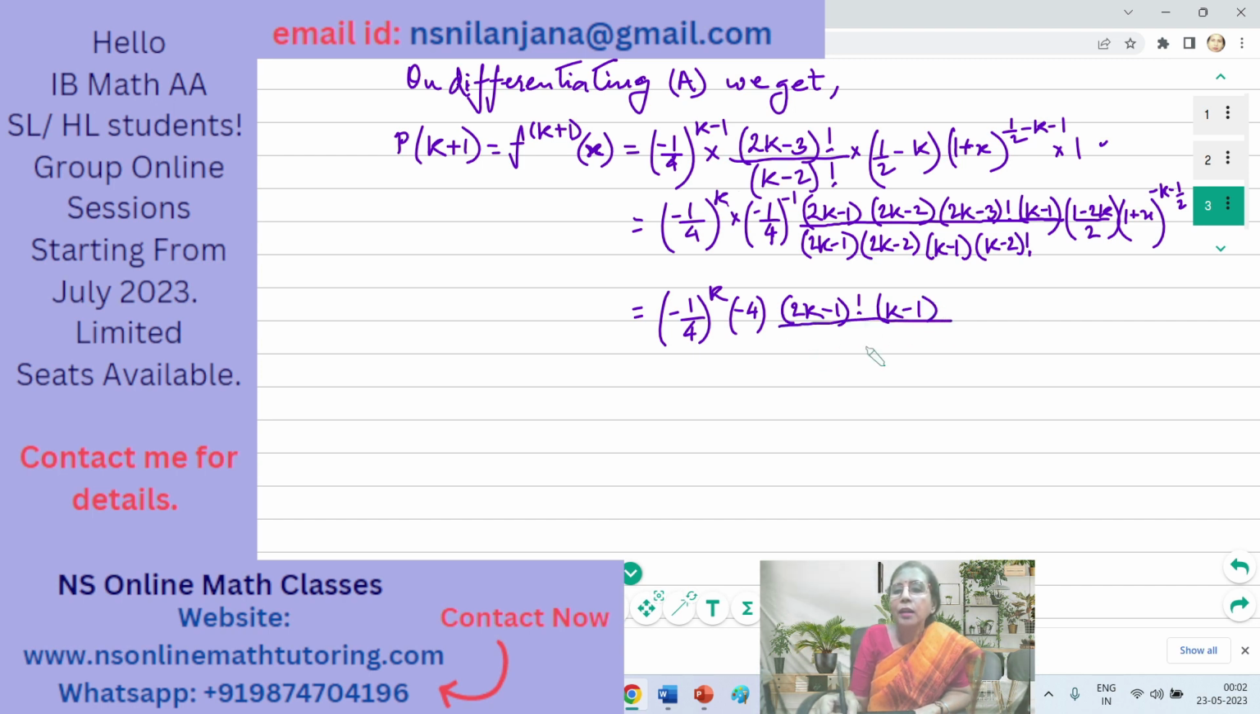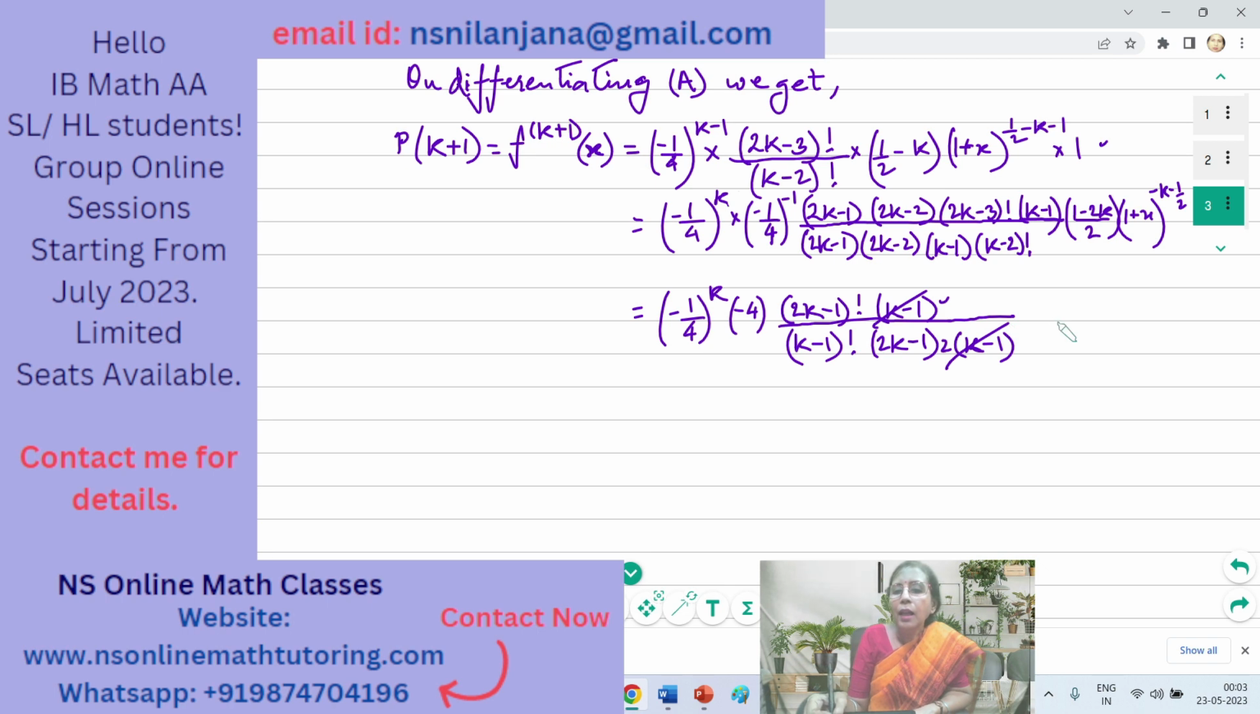And in the denominator, we needed k minus 1 factorial. So we are having k minus 1 factorial. The extra parts are 2k minus 1 and 2k minus 2. So instead of 2k minus 2, I can take out 2. Why am I taking out 2? Because I am having k minus 1 in the numerator. If I take out 2, I can cancel these. So these will be getting cancelled.